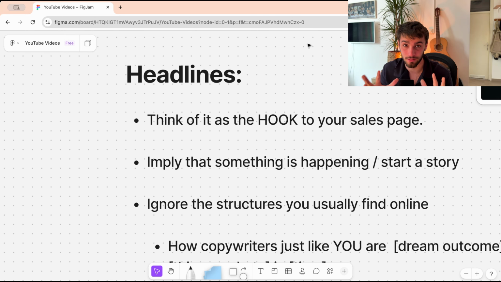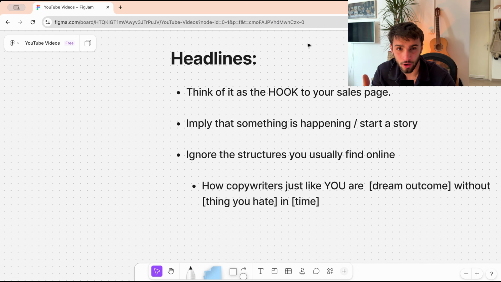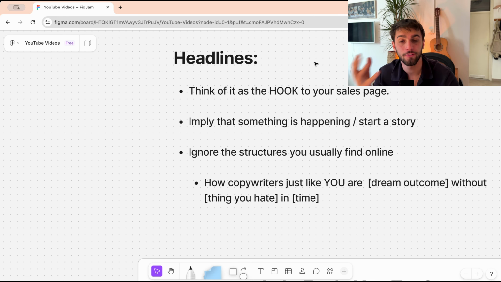the headline's purpose is to let them know that they're on the right page and get them to read on. It's to hook them. And it's a hook. And a hook should be different than what they've seen.